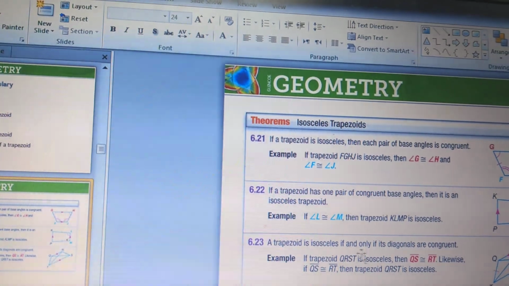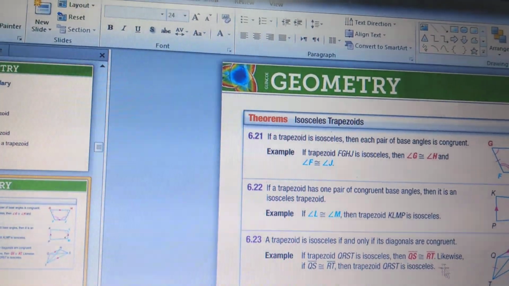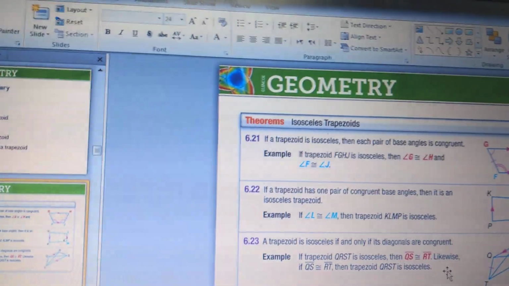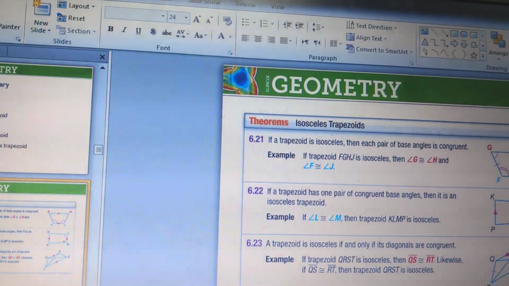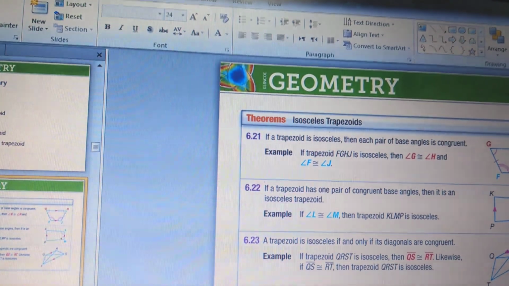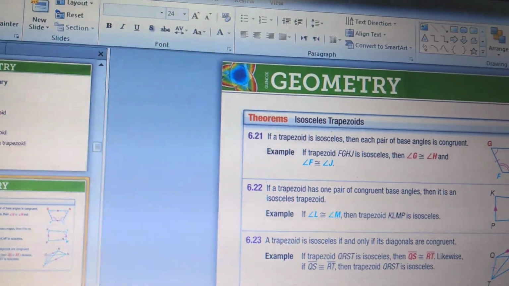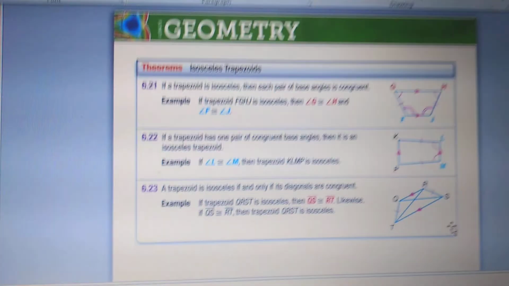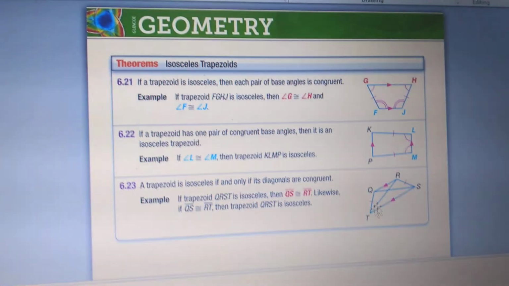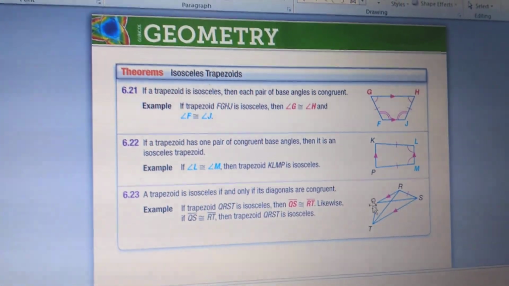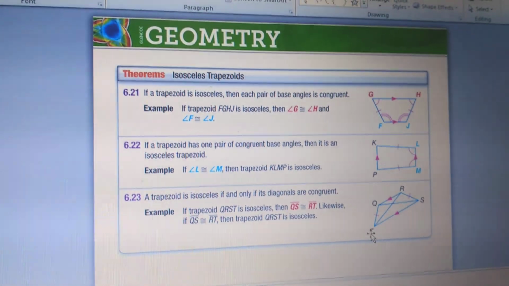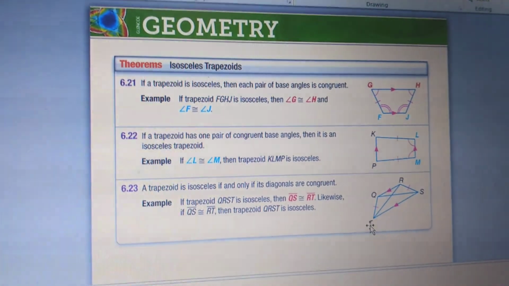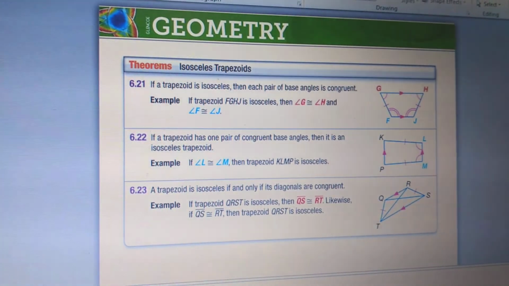A trapezoid is isosceles if and only if its diagonals are congruent. This is another property. When you have diagonals in the trapezoid like TR and QS, and these diagonals are congruent, here, TR and QS are diagonals. If these two diagonals are congruent, this means the trapezoid is an isosceles trapezoid.